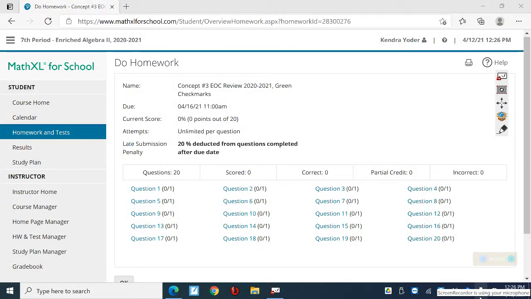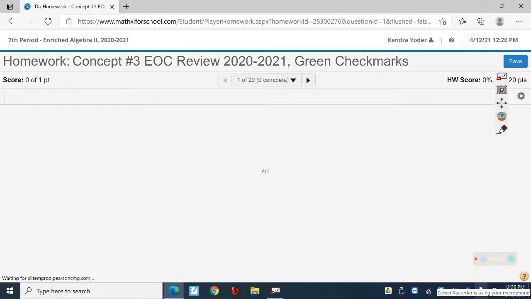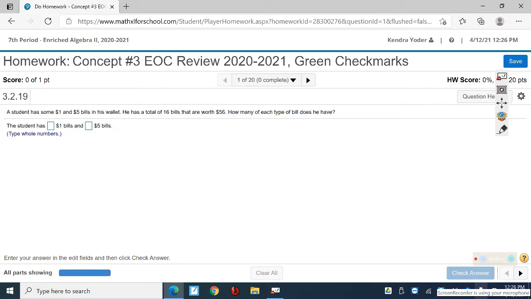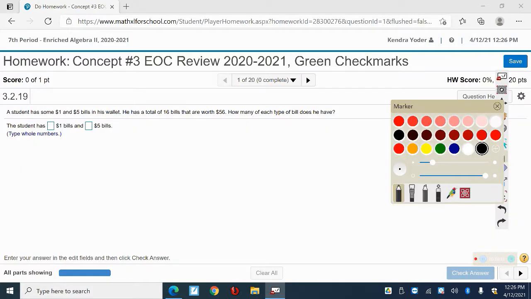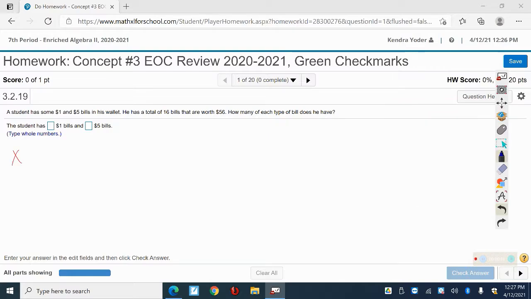EOC 3 review, question number 1. A student has some $1 and $5 bills in his wallet. So immediately what you're going to do is say, all right, what am I going to let each of those equal? X is going to be my dollar bills, and Y is going to be my $5 bills, yes?